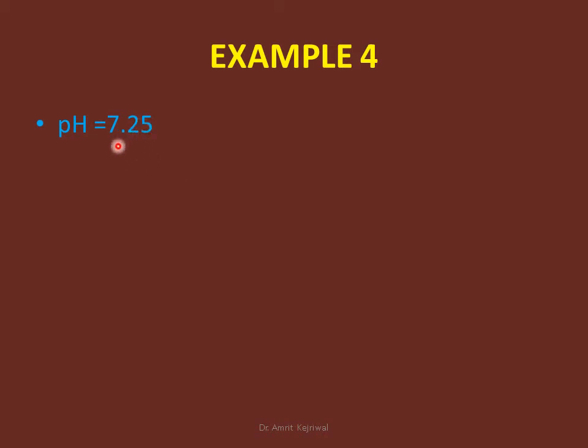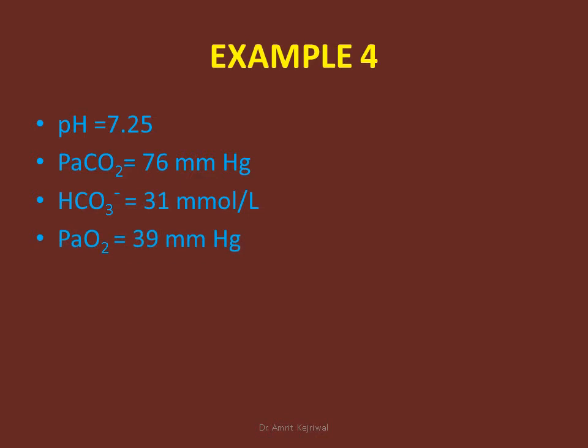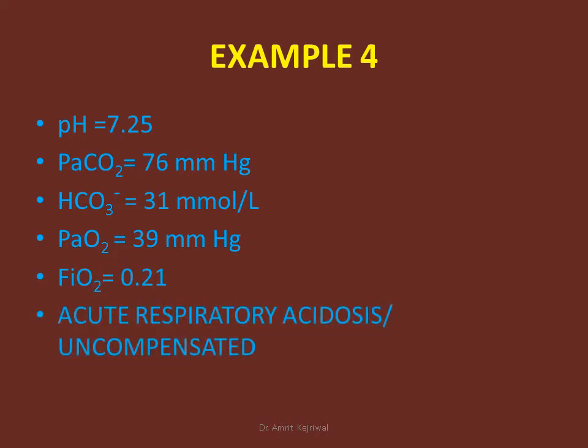Example 4. pH is 7.25, so this goes in favor of acidosis. PaCO2 is 76, so this is increased, normal value is around 40, and bicarb is also increased. In proportion to the PaCO2, the bicarb is also increased. This is increased by around 36, and this is increased by 7. PO2 is 39 millimeters of mercury and FiO2 is 21%. So it comes in favor of acute respiratory acidosis and uncompensated.